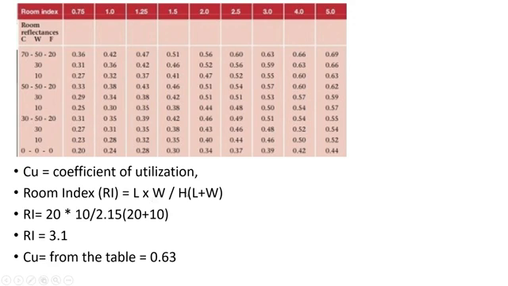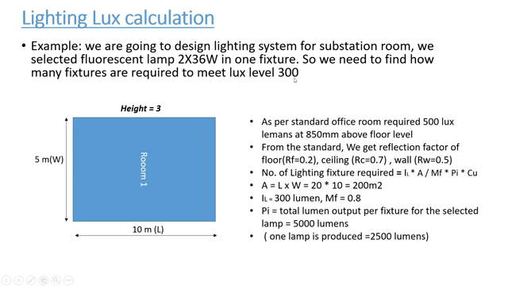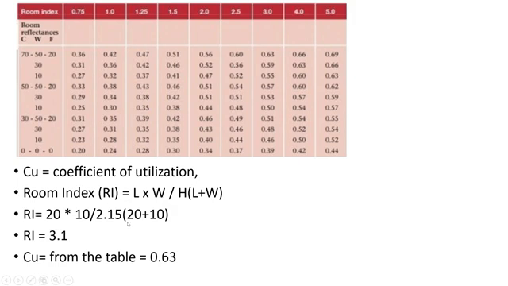Height I need to consider only from the working plane to the height of the lamp installed. As per the selected standard, it is the 300 lux level at 850 mm above the floor level. So this 850 mm I need to subtract from the total height. Total height is 3 meters from the floor level to the ceiling. I just subtract 3 minus 850 mm, and I will get 2.15 meters, and length 20 plus 10.